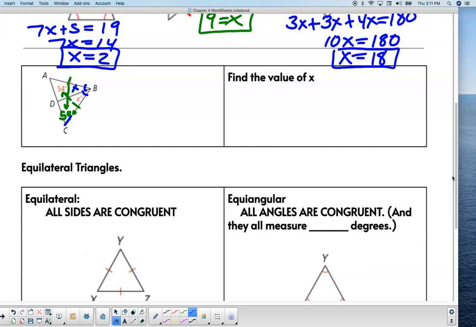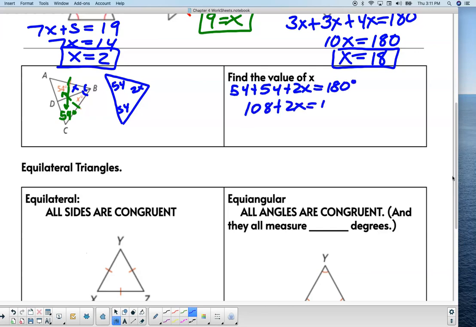So really, if I think about this triangle, I'm just going to pull it out here. I know that this is 2x, this is 54, and this is 54. Again, using triangle angle sum theorem, I know that 54 plus 54 plus 2x must be 180 degrees. So I got 108 plus 2x is 180. Subtracting 108, 2x is 72, and x is 36 after I divide.